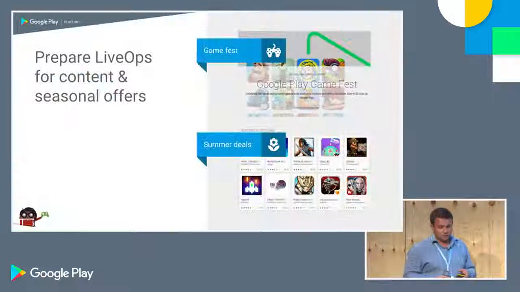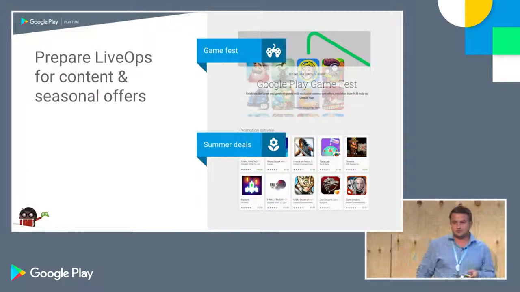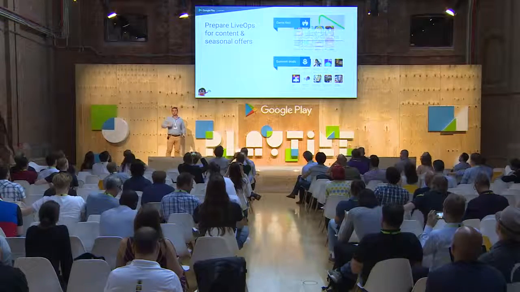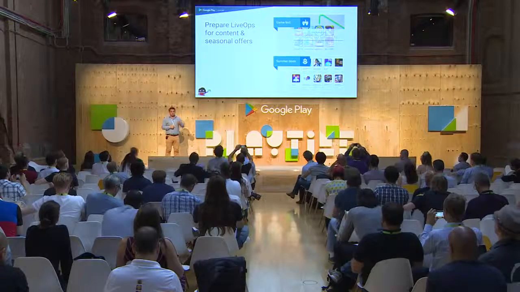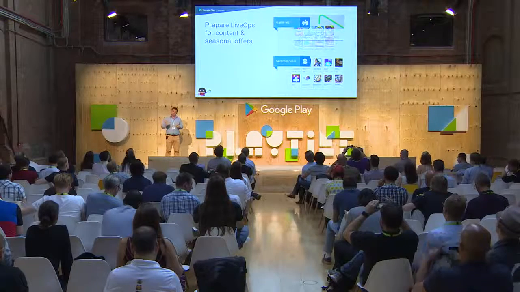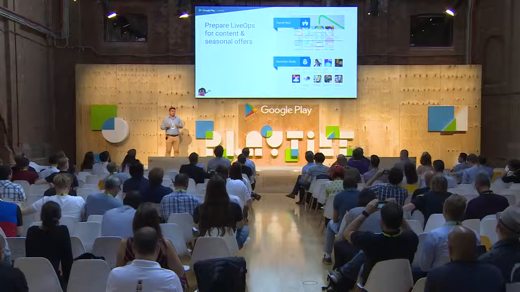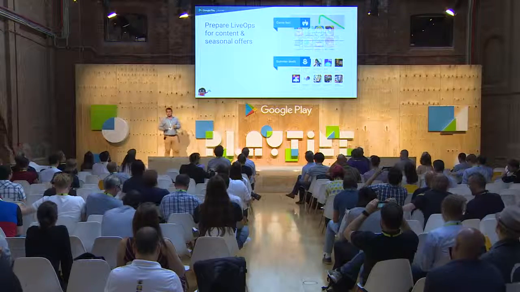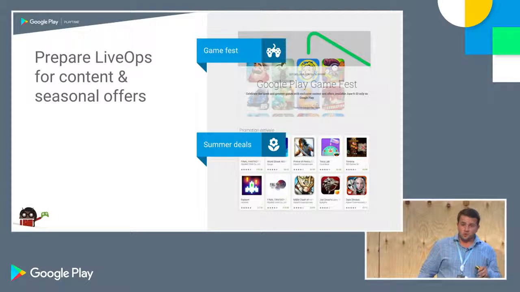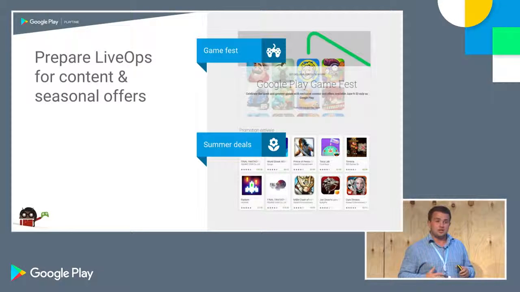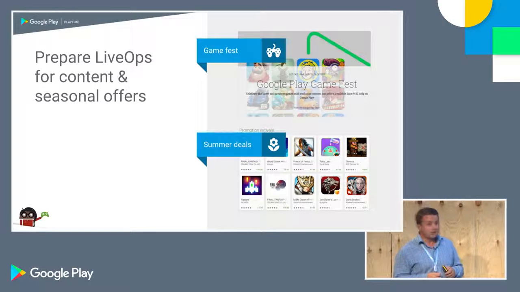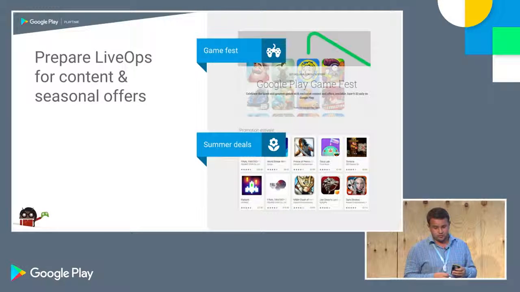I forgot about one slide: how to increase your chances. From time to time we contact you about initiatives we are launching, like Game Fest or summer deals. It's one of the best ways to get featured, because we check if you can adjust your prices according to the theme of the deal, or if the content in your game is relevant to the kind of fest we're creating. So it's another idea on how to promote your product better.